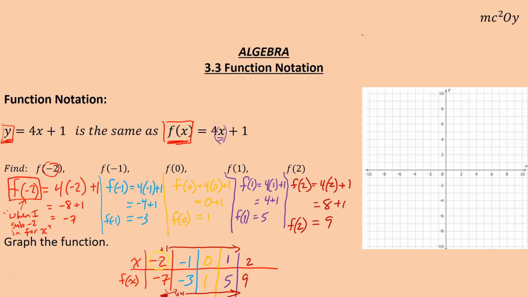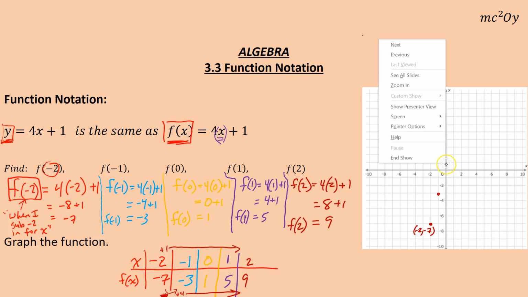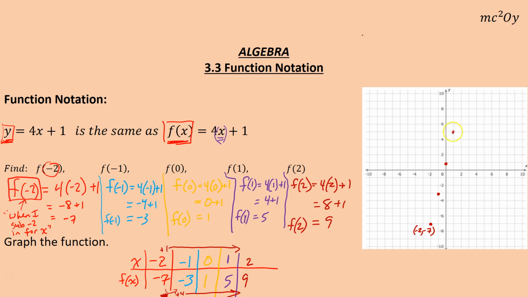We have coordinates. We have the ordered pair negative 2, negative 7. So negative 2, negative 7. It's right there. I'm not going to write the points by each of them, but negative 1, negative 3. 0, 1. 1, 5. And 2, 9.